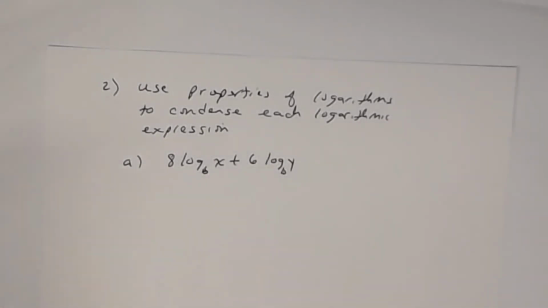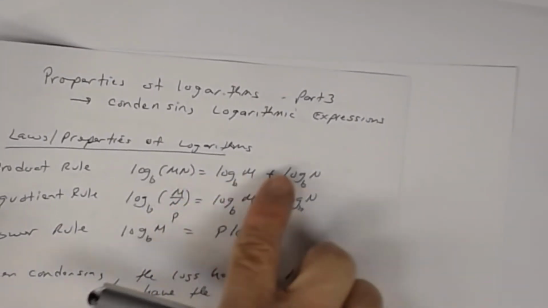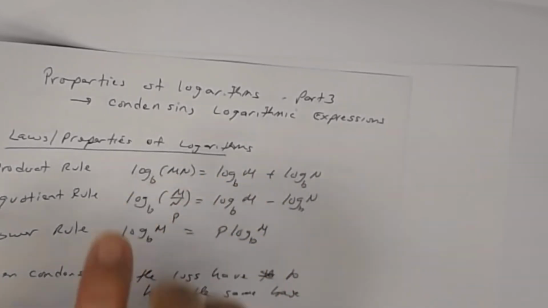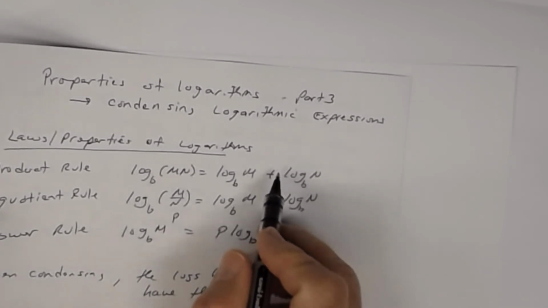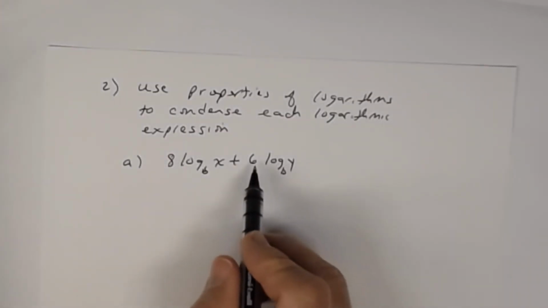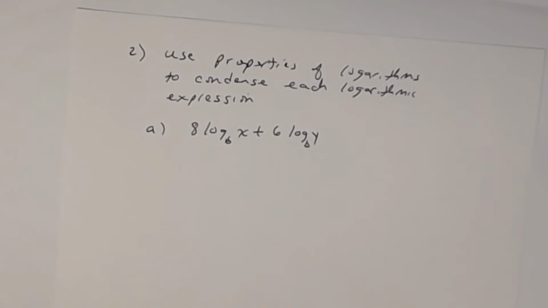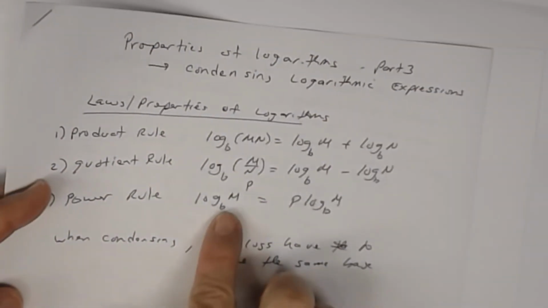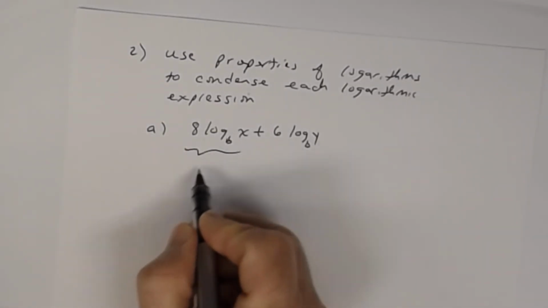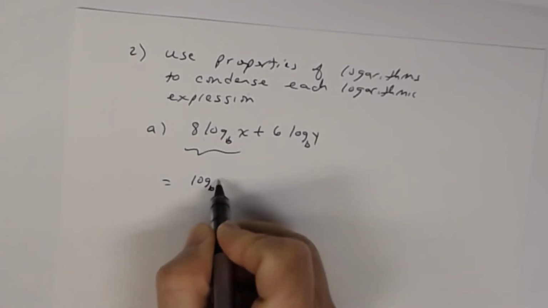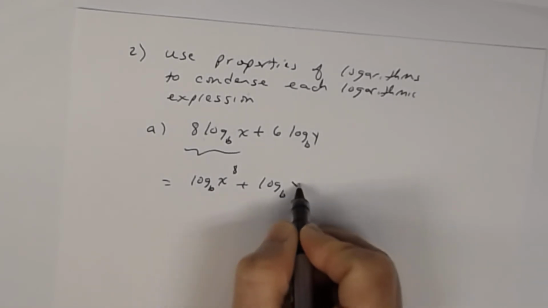All right, so again, we're going backwards now. Before you can go from here to here, this coefficient has to be a 1. Notice it is not a 1. This is an 8 and this is a 6. So the first thing you have to use is this power rule. In other words, I'm going to rewrite this as log base b of x to the 8th plus the log base b of y to the 6th.